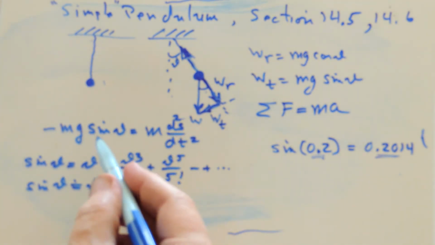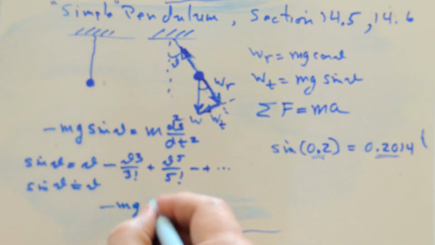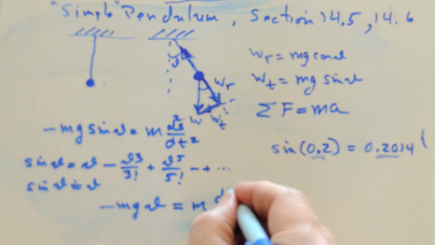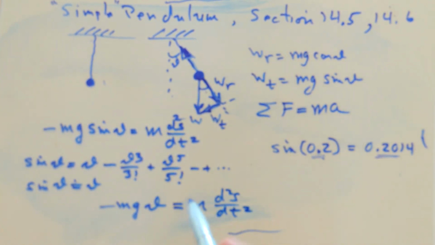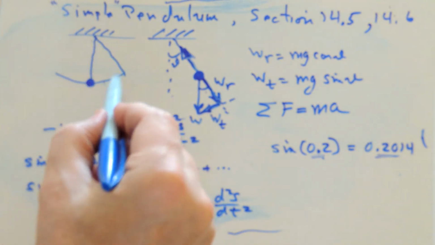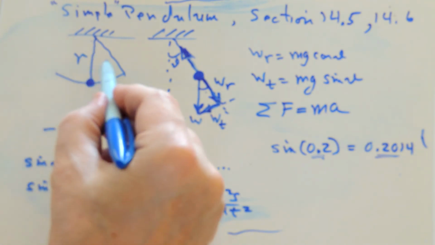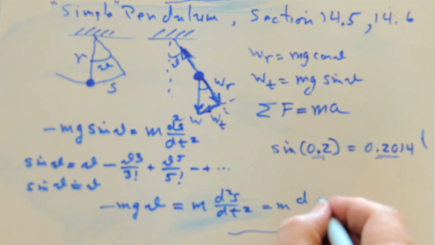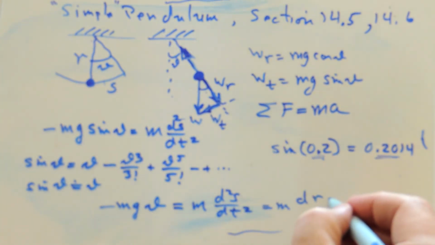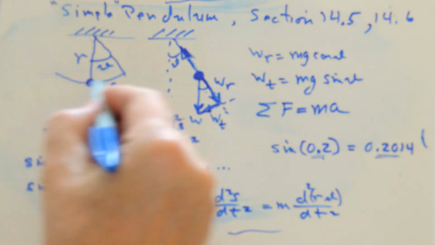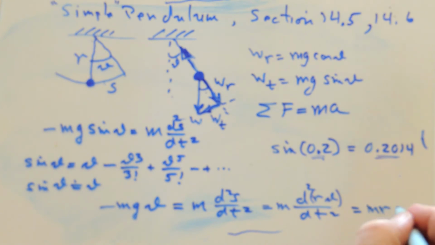Our next step in this equation then is going to write this as mg times theta equal to m times the second derivative of s. You'll remember that the arc length s, for something which is going in an arc like that, is in fact just the radius times the angle itself. And so I can write this as the second derivative of R theta with respect to t. Oh, but the R is going to stay constant as this swings back and forth, and so this is just mR times the second derivative of theta.